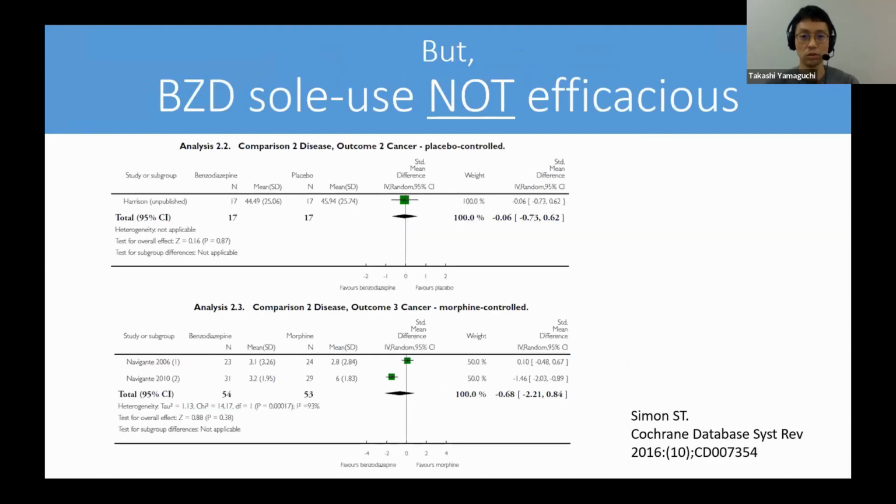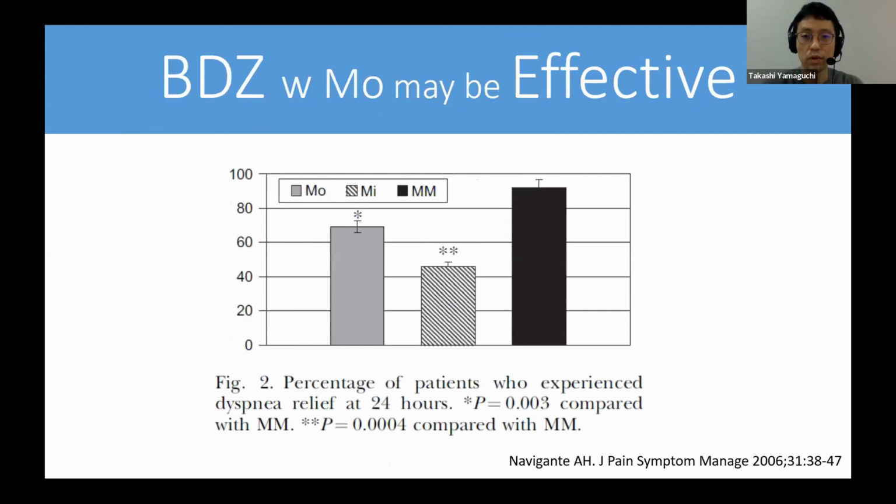But how about the result? The meta-analysis shows that benzodiazepine solo use is not efficacious compared to placebo or morphine. This is the updated Cochrane review. Professor Campbell showed the previous Cochrane result, but nothing has changed in this updated version of the Cochrane review. So we think the role of benzodiazepine is in combination use with morphine.